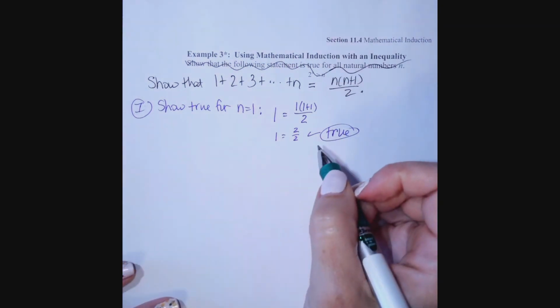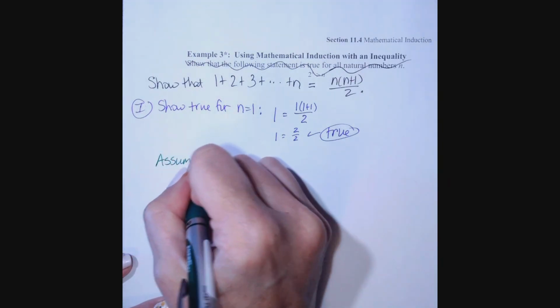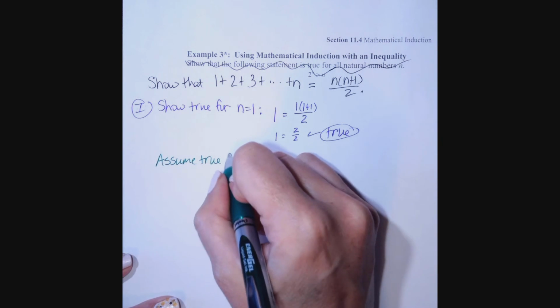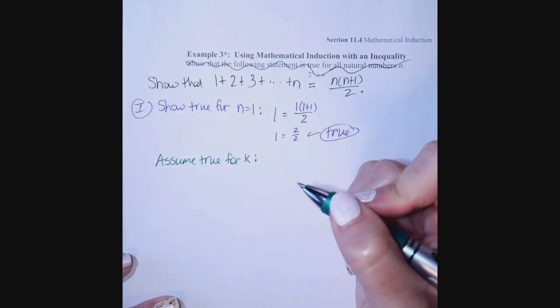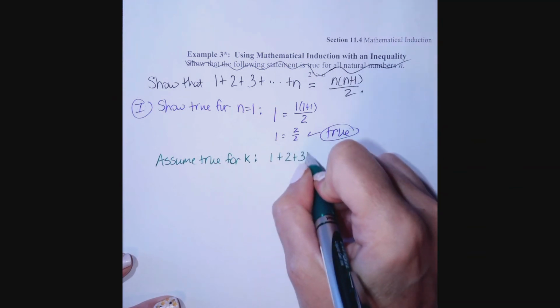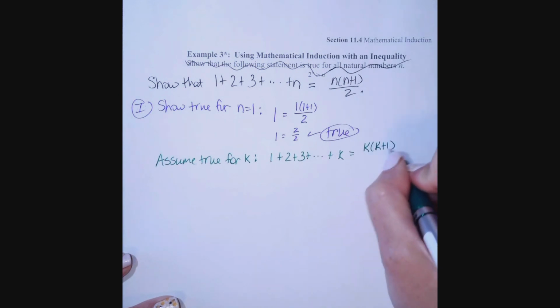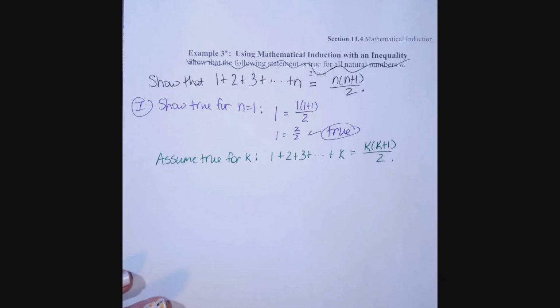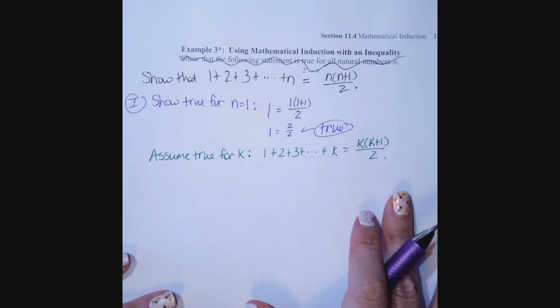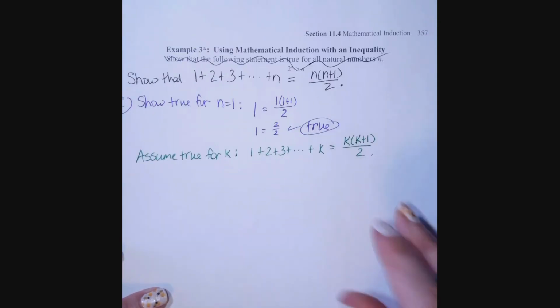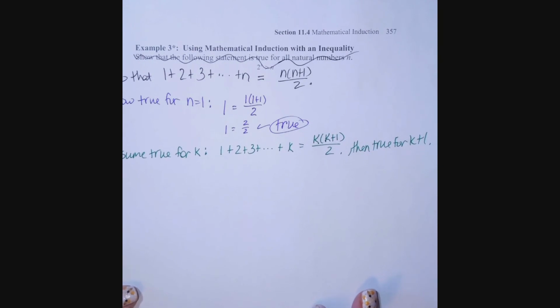Next, since it works for 1, we assume that it is going to be true for some natural number k, so that we have 1 plus 2 plus 3 plus all the way to k. That's going to be equal to k times k plus 1 over 2. We assume that that is true for k. That's what we've been given. Now, if that is true, I can take the next step and show it is true then. If it's true for k, then it's true for the next number in line, k plus 1.